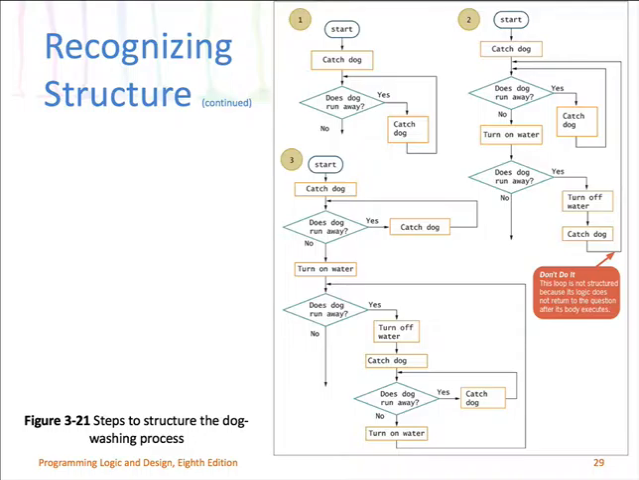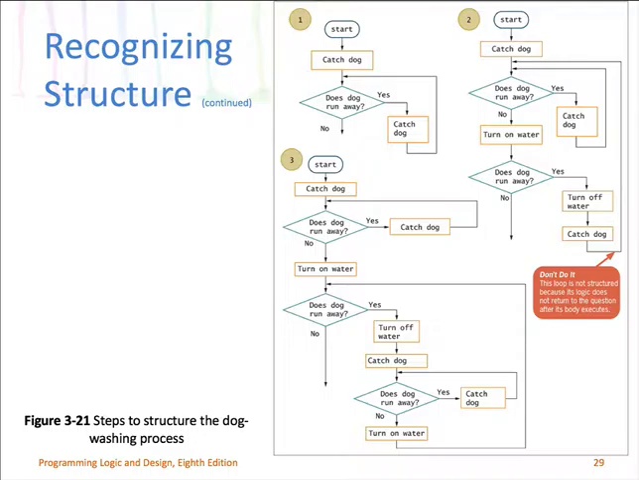Looking at the dog washing program, in the first case, we start down with number 1, trying to catch the dog. So we're kind of in this loop here trying to catch the dog. Now what happens is if we catch the dog, we turn the water on. If the dog runs away, we come back up to the top decision point instead of the bottom decision point.